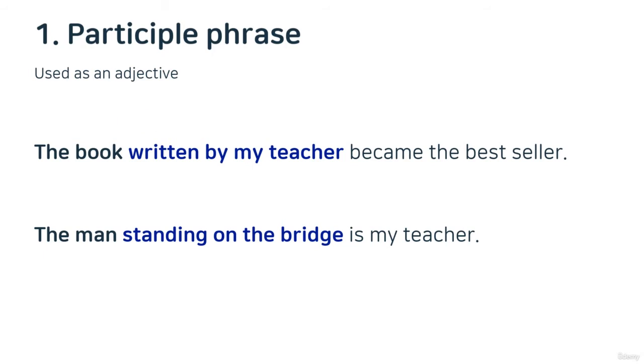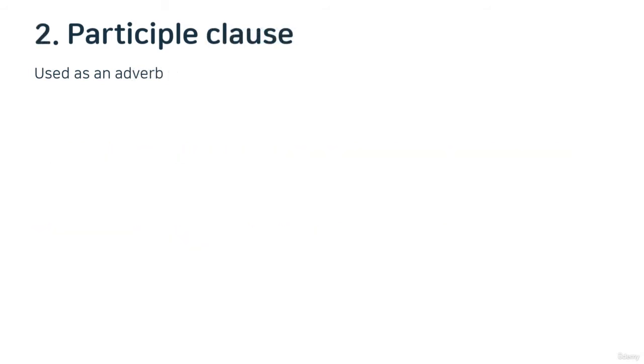Now, because participle phrases modify nouns and function like adjectives, they are always positioned next to the noun they are modifying. Let's now move on and take a look at participle clauses. Participle clauses are in essence another type of dependent clause, and they function like adverbs, so they help to say how, why, or when the action in the independent clause is performed.